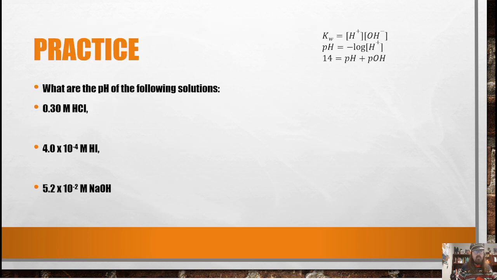So, some real quick problems. We have 0.3 molar HCl. We have 4.0 times 10 to the negative 4th molar HI. And we have 5.2 times 10 to the negative 2nd molar NaOH. So let's solve them in quick succession.